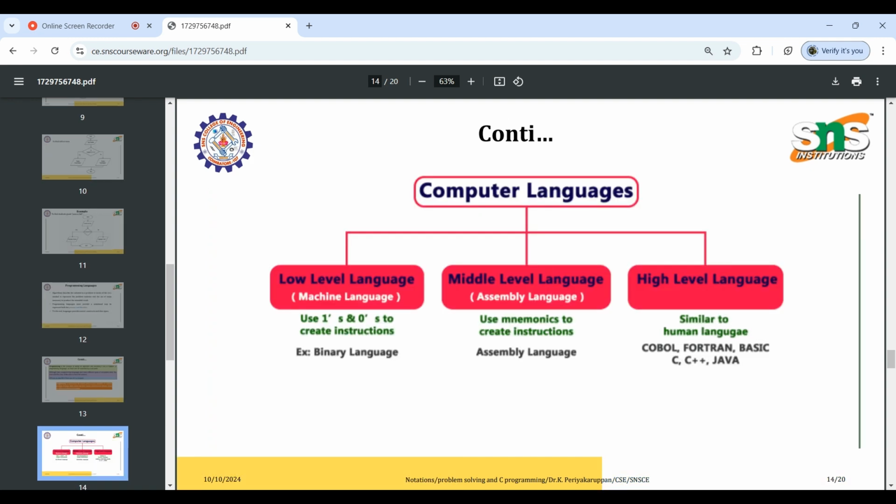The computer languages are of three types: low level language, middle level language, and high level language. The low level language is otherwise called the machine language, which uses zeros and ones to create instructions. An example is binary language. We have the middle level language, that is the assembly language, which uses mnemonics to create instructions. And we have the high level language, similar to human language, like COBOL, Fortran, Basic, C, C++, and Java.